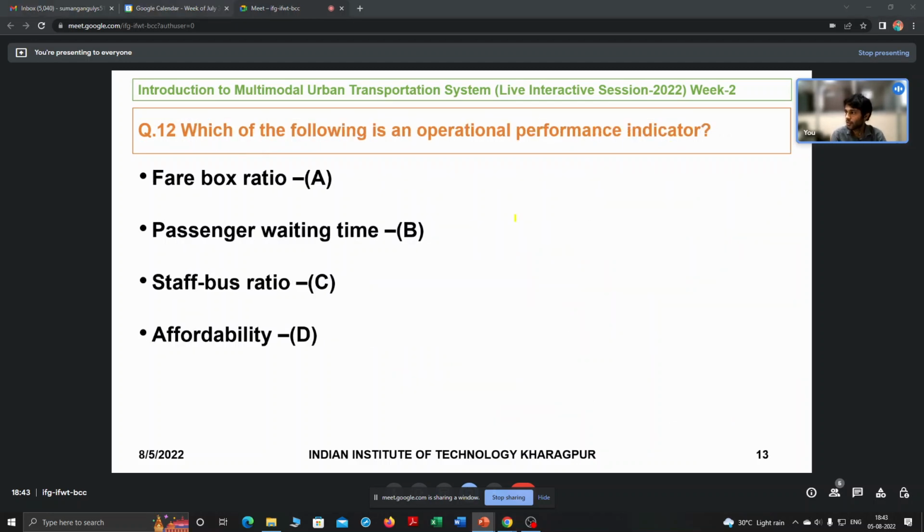So then the next question is, which of the following is an operational performance indicator? So what is an operational performance indicator? I already mentioned that there are three performance indicators, right? Operational, financial and the quality of service. So operational means while the bus is operating along a particular route. The financial means it is related to benefit cost analysis, right? And the third one is quality of service. It is solely depending on the passenger's point of view. So first you attempt to answer it in the chat box, then I will discuss each of these options one by one.